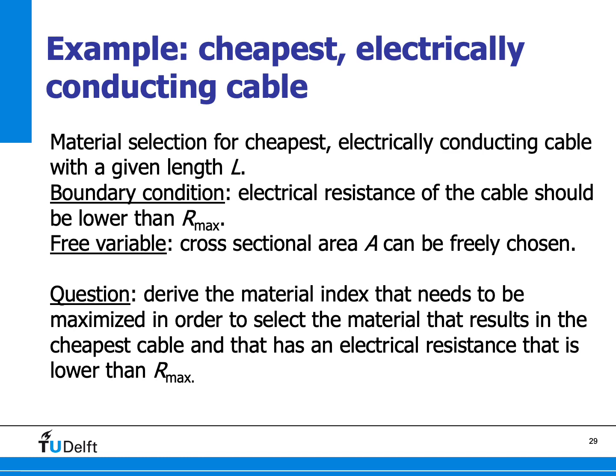And this can be a quantitative value, which we now call just R max. The free variable in this case is the cross-sectional area A of the cable that can still be freely chosen. So the question now is, derive a material index that needs to be maximized, because we always maximize the material index, in order to select a material that results in the cheapest cable and that has an electrical resistance that is lower than R max.